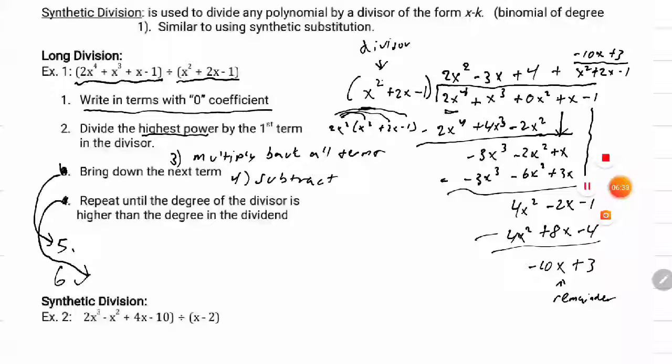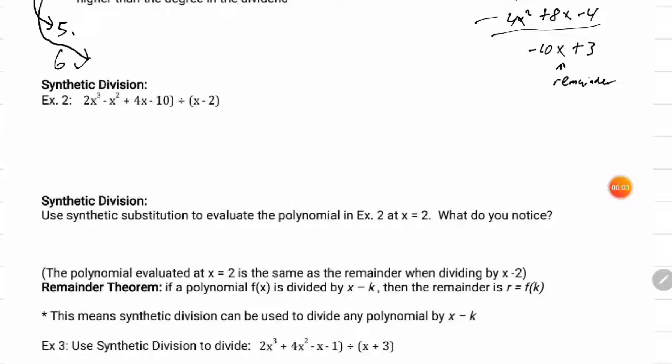And that is long division. All right, the second way we can do this division is called synthetic division. Now, we can only do this if we're dividing by a polynomial of degree 1. That means only x. So for example, x minus 2 here.